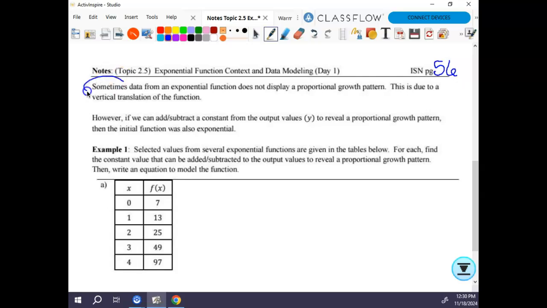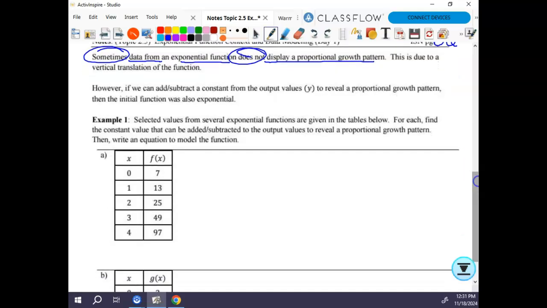So this says sometimes, but not always, data from an exponential function does not display a proportional growth pattern. What that means is, if we look at that data, it does not display a proportional growth pattern. Meaning if I put 13 over 7 and 25 over 13, those are not the same numbers, right? And then it says this is due to a vertical translation of the function. That means there's a plus or minus something because we've translated it vertically.